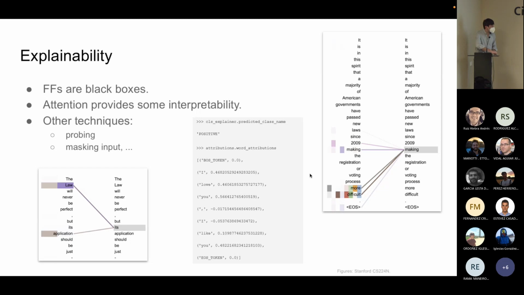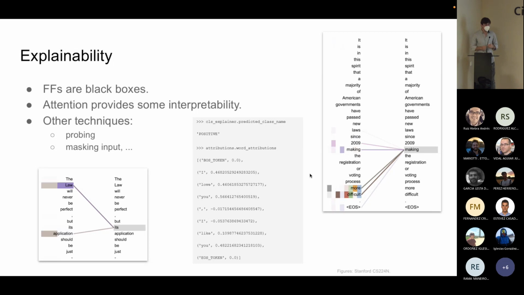And one of the problems of transformers is explainability. In general, feed-forward networks are complete black boxes. We cannot see through them. Attention provides some interpretability. At least in the first layers, we can see in which words the transformer is focusing to do the processing of the sentence. And this allows for some interpretability and for some explainability.